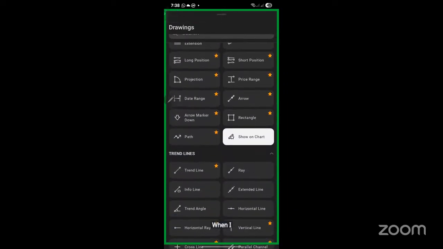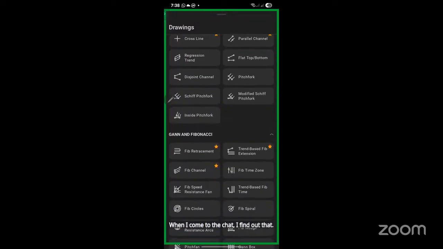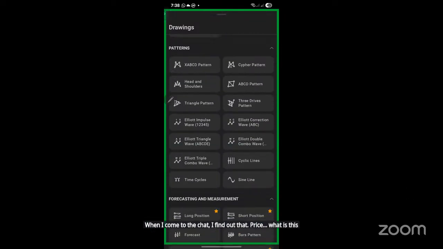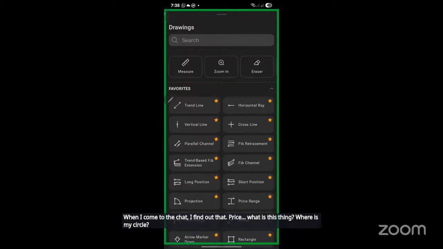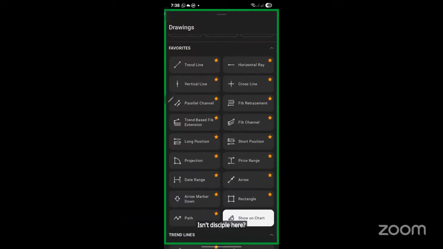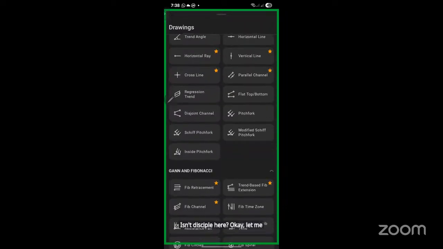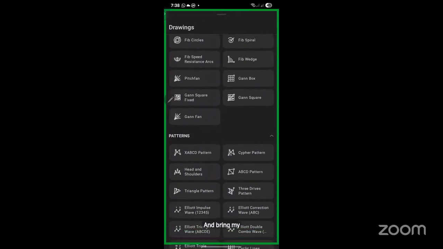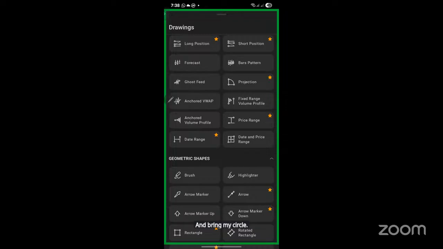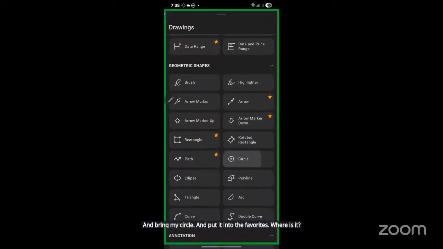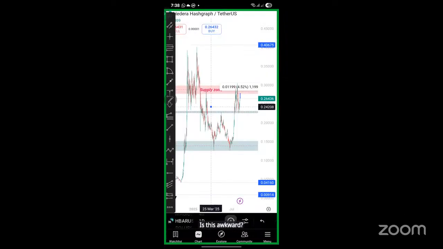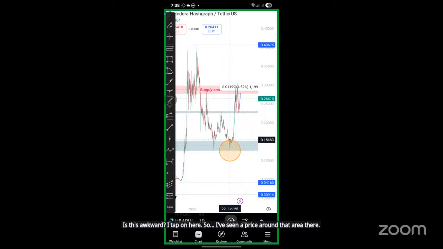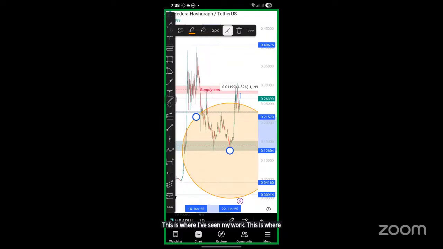When I come to the chart, I find out that price, where is this thing? Where is my circle? Isn't the circle here? Okay, let me add it to the favorites and bring my circle and put it into the favorites. Where is it? The circle. I tap on here. So I've seen a price around that area there.